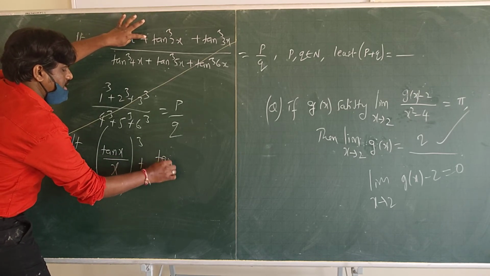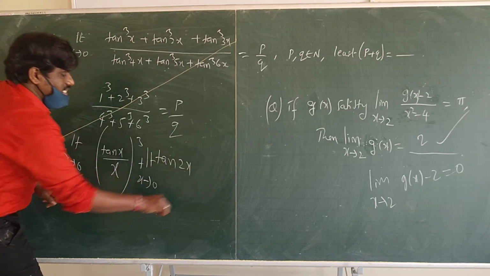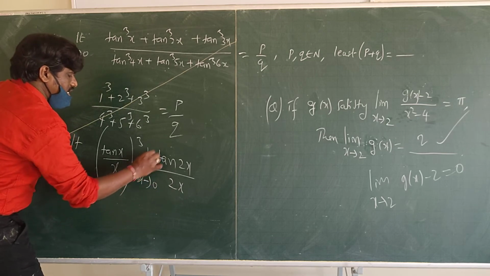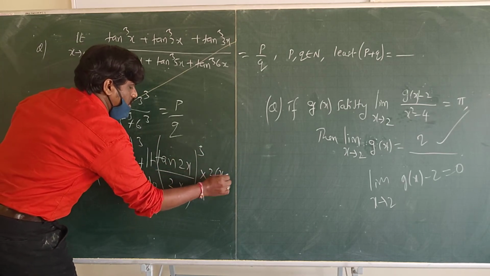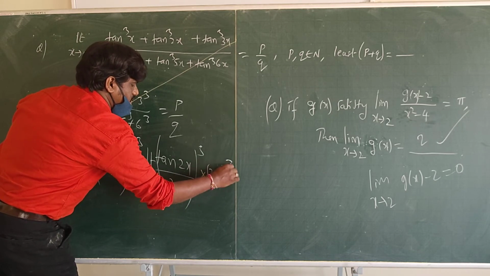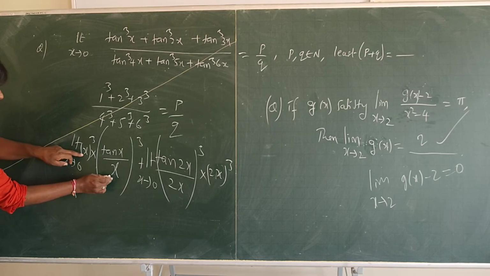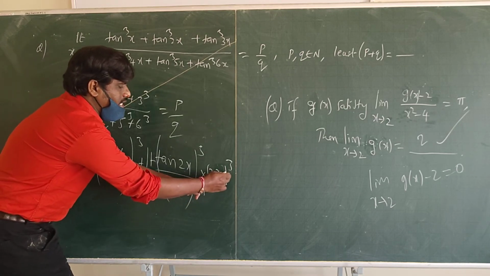Here what do I have to get? If I separate this limit x tends to 0, here tan 2x is there. If I have 2x, I have to divide by 2x, and then I have to cube. It means I have to multiply with 2x whole cube here. I have to multiply 2x whole cube. Here I have to multiply x cube because I am bringing x cube here, so I have to multiply here. I am bringing 2x here, then I have to multiply 2x.